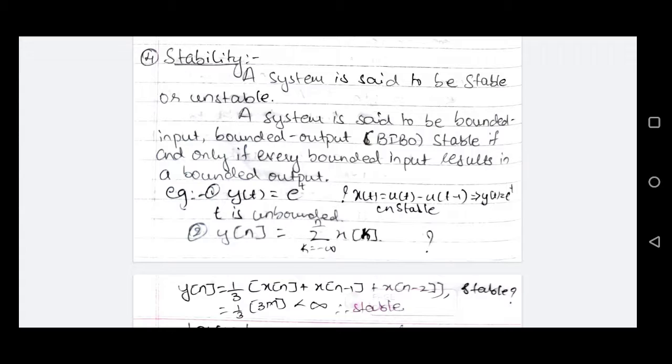A system can be a stable system or an unstable system, and the stable system's definition with respect to input and output is: a system is said to be bounded input, bounded output stable if and only if every bounded input results in a bounded output. So for a system, if the input is bounded, the system should also result in bounded output. Then only a system is said to be BIBO stable, or bounded input, bounded output stable. If the bounded input produces unbounded output, then a system is said to be an unstable system.